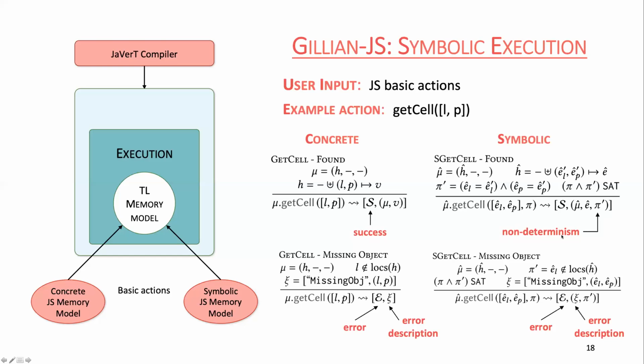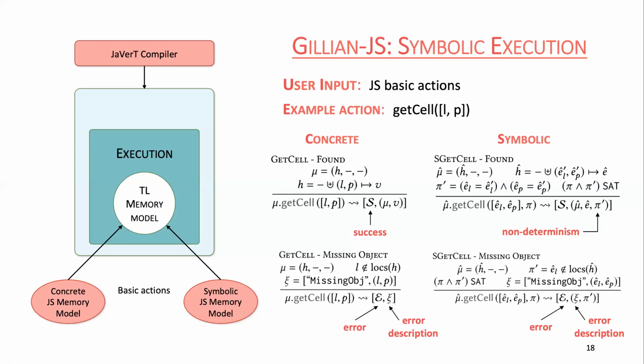We're in a non-deterministic world because there's lots of ways that this symbolic location property pair can match the heap. It's not just necessarily by this particular cell. And we can also have the missing case as well.